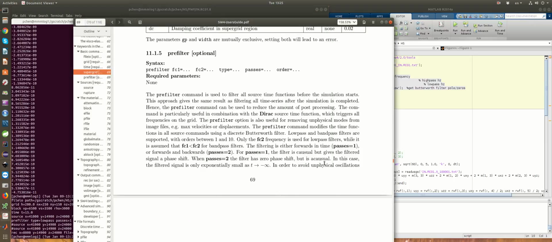And then it gives you the choice of passes equals 1 or 2. So it's saying that the filter is either forwards in time, passes equals 1, so that's going to be a causal filter. It's a causal filter, but it's going to introduce some kind of phase shift. But for a Butterworth filter, it's sort of a minimal phase, I think. So the phase shift is kind of minimal for that particular order and for that particular kind of pass band, right?